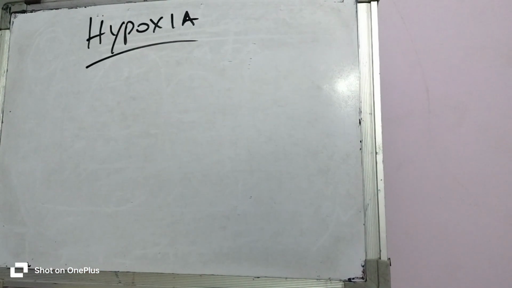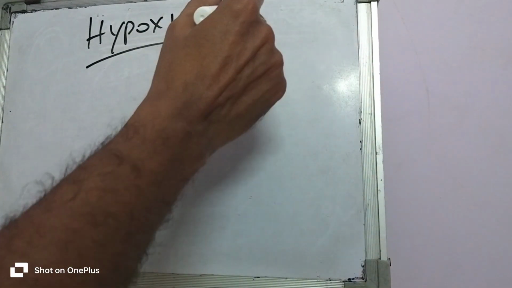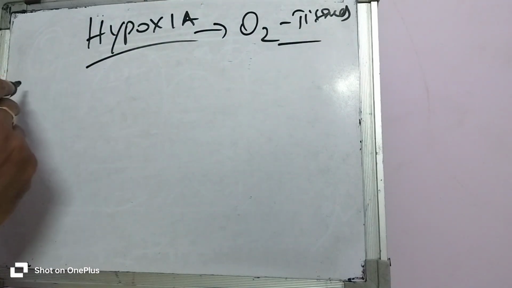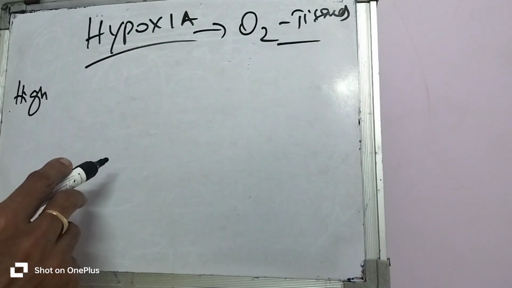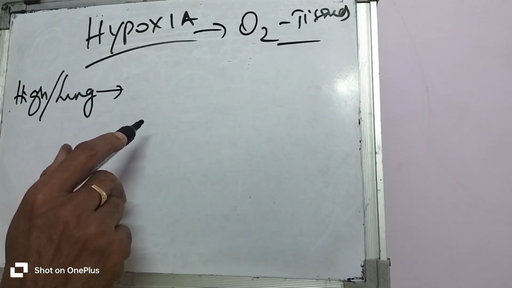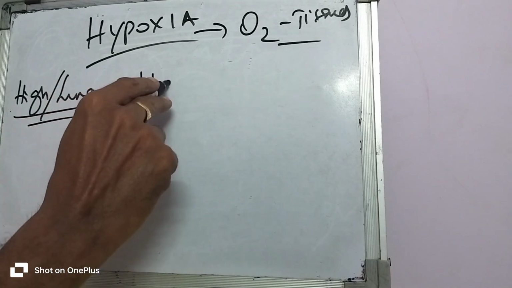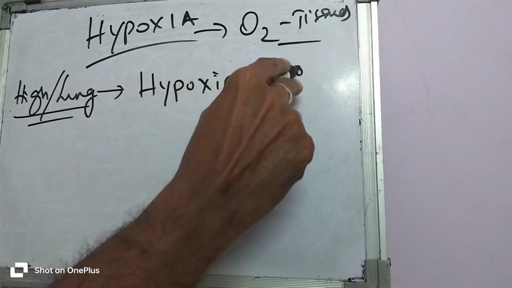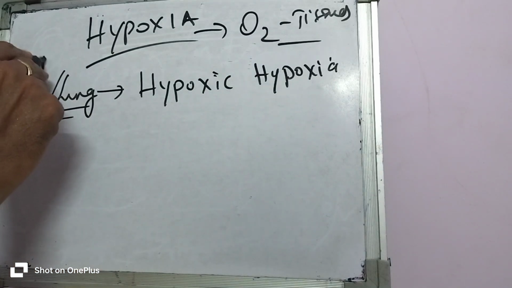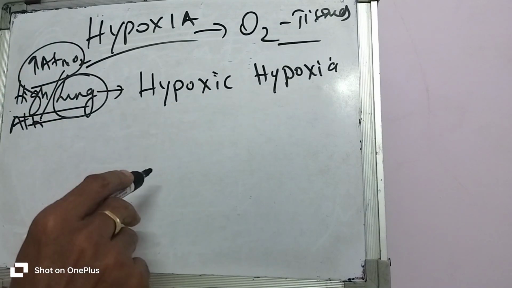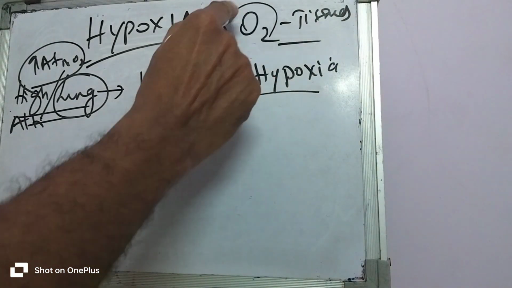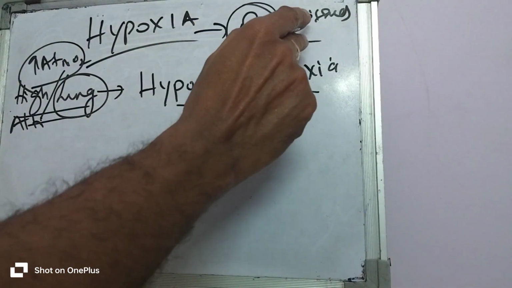Coming to other topics like hypoxia. Hypoxia is deficiency of oxygen at the level of tissues. This may happen when the atmospheric oxygen is very low, as in high altitude, or when there is a lung disease and the lung is not working properly. The oxygen entry into the blood is reduced. This type is called hypoxic hypoxia, the most common type. It is best treated with oxygen therapy. When you give oxygen, this hypoxia can be corrected, so the deficiency at the level of tissues will not happen.